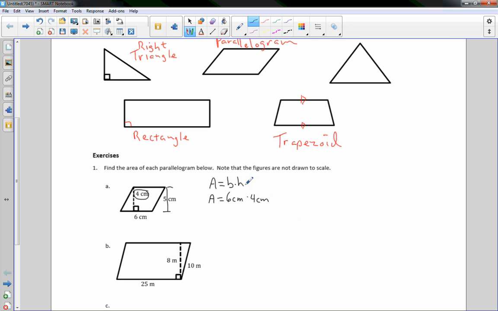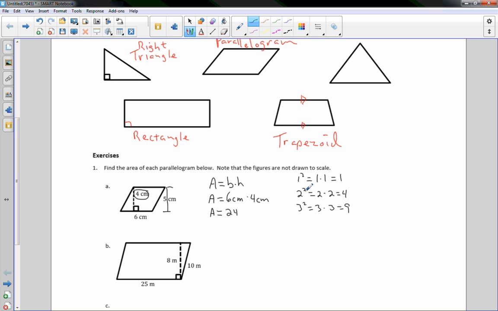Okay, so step 1, write the formula. Step 2, substitute in the givens. Step 3 is simplify and solve. 6 times 4 is 24. And I explained to my class that 1 times 1, which is 1 squared, equals 1. 2 squared equals 2 times 2, which equals 4. And 3 squared equals 3 times 3, which equals 9. And so on and so on.